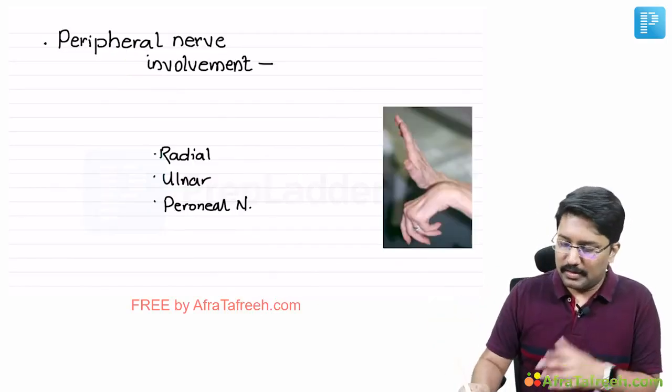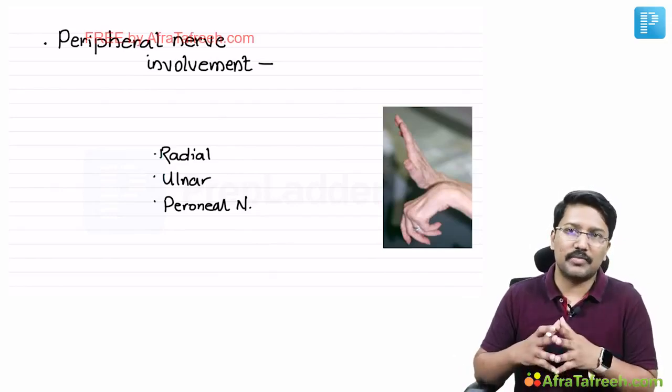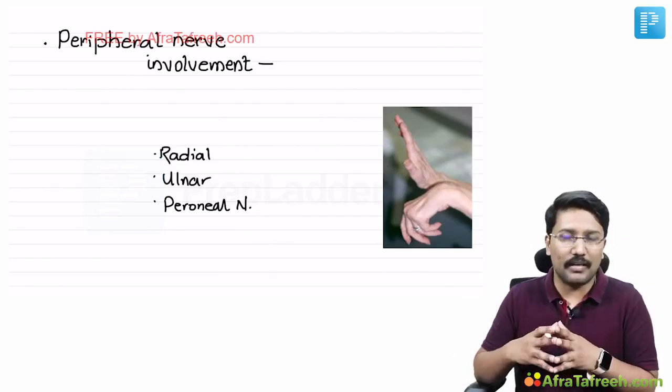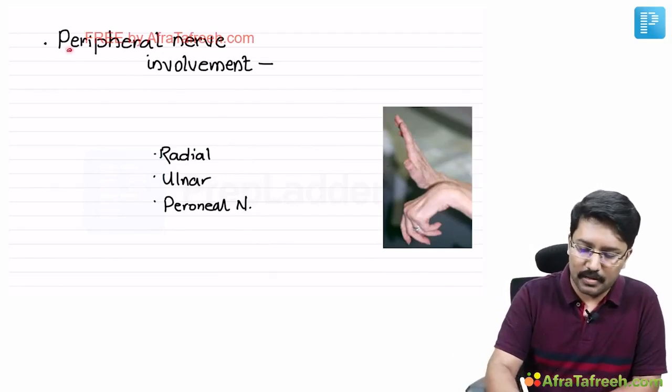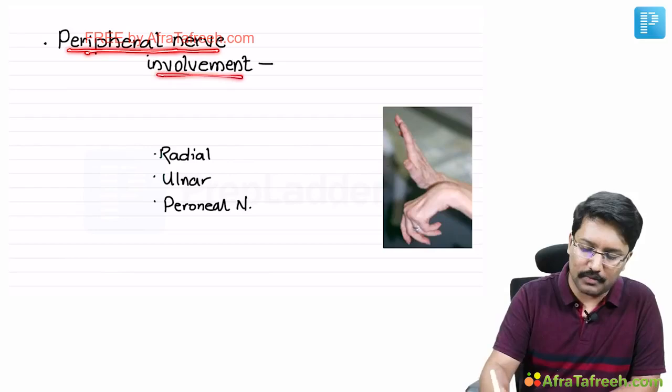Okay, now after the involvement of kidneys and constitutional symptoms, now let us talk about one more strikingly affected organ, that is peripheral nerve, right? Peripheral nerve involvement.